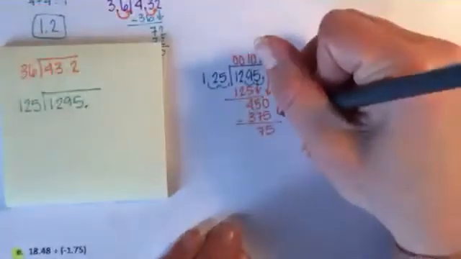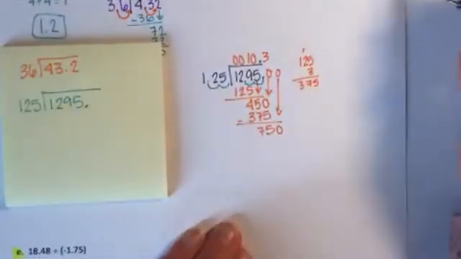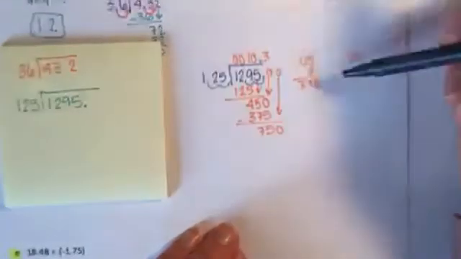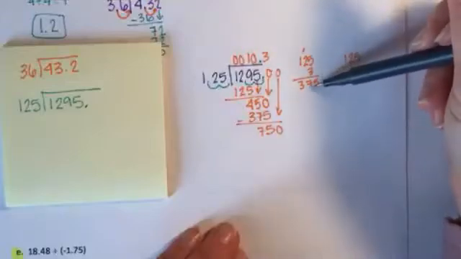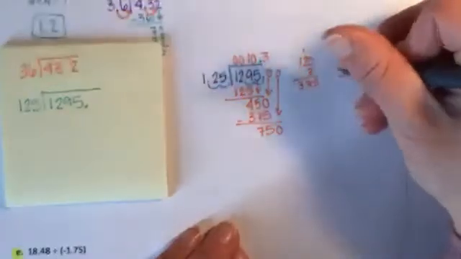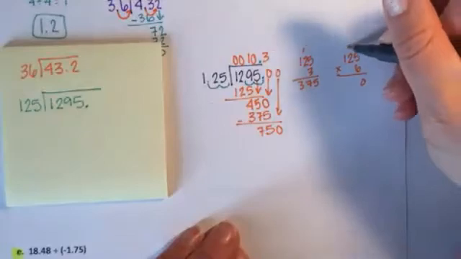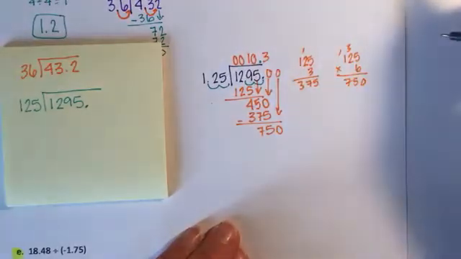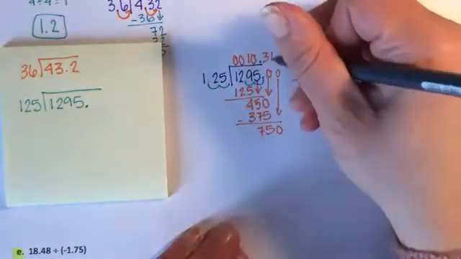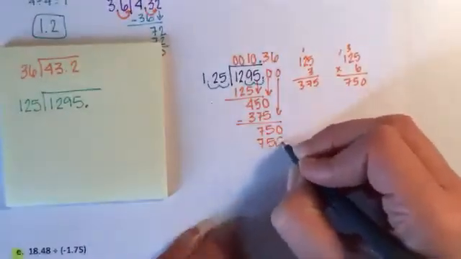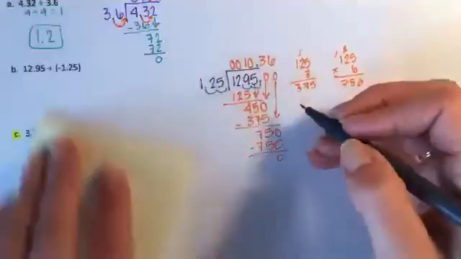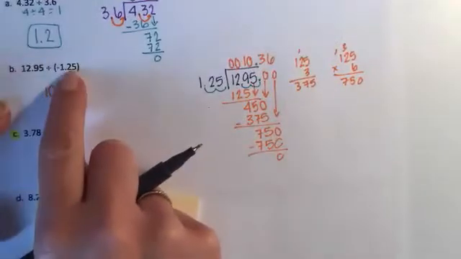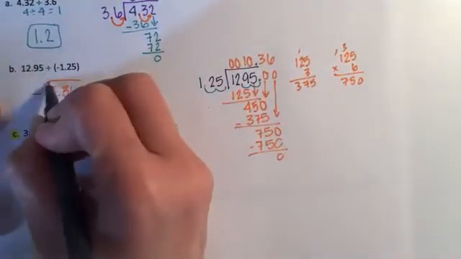I'm going to bring down another 0. And I'm going to take 125 times, I'm just kind of estimating. If 3 gave us 375, I'm going to try 6 times. 6 times 5 is 30. 6 times 2 is 12, plus 5 is 15. And I get exactly 750. So then I would put a 6 here. 6 times 125 is 750. And I subtract them and I get that 0. So I know my answer is going to be 10.36, but a positive divided by a negative is a negative.